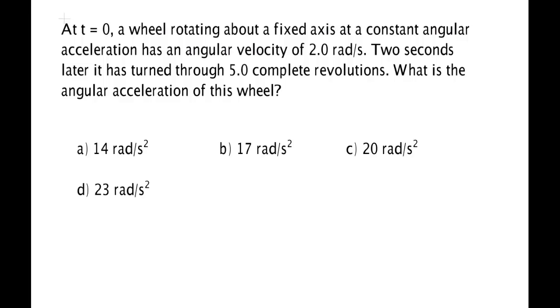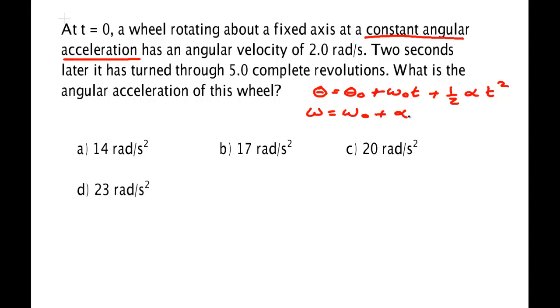In this video, we'll consider a constant angular acceleration problem. Constant angular acceleration implies that one can use the rotational kinematic equations. So we have three equations that we can use. Theta is theta naught plus omega naught t plus 1/2 alpha t squared. Omega is omega naught plus alpha t, and omega squared is omega naught squared plus 2 alpha delta theta.